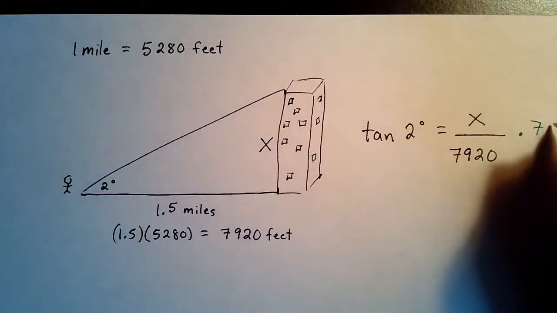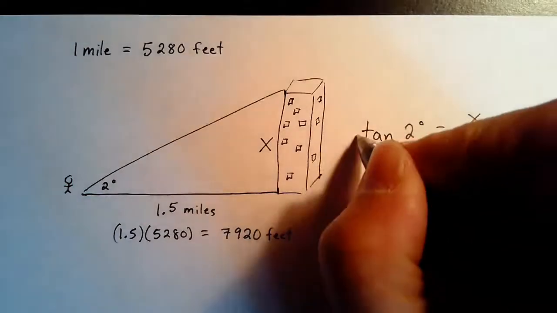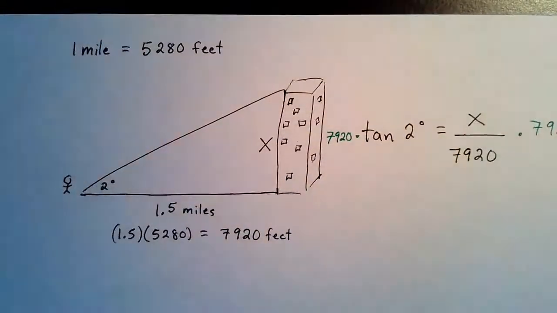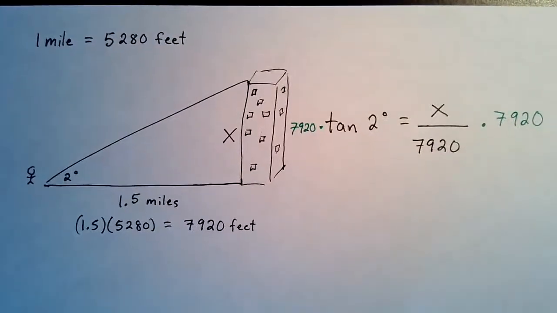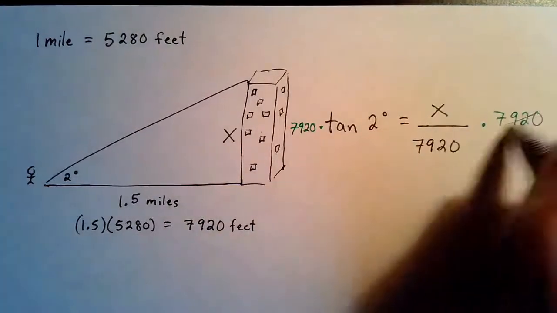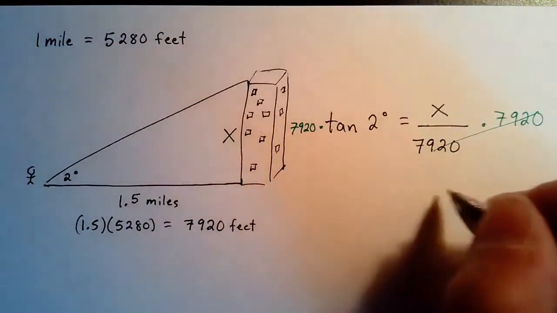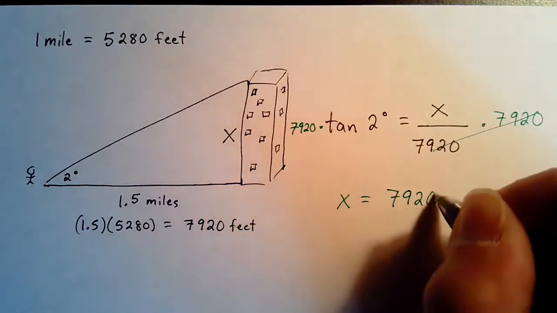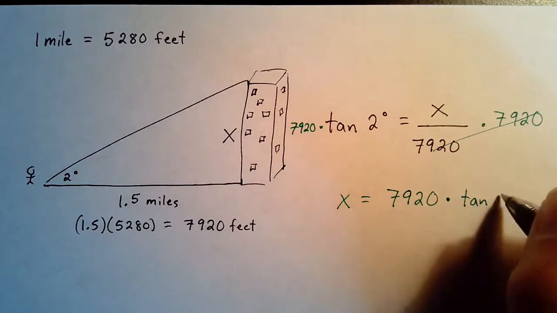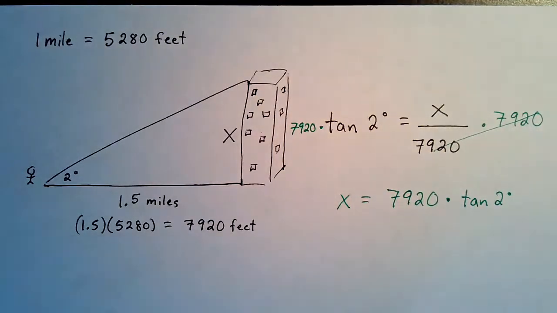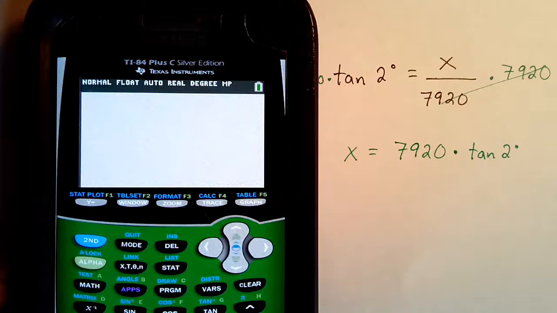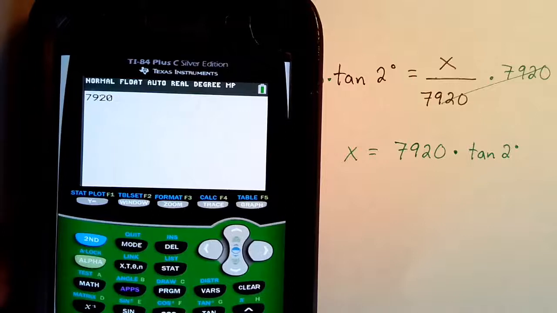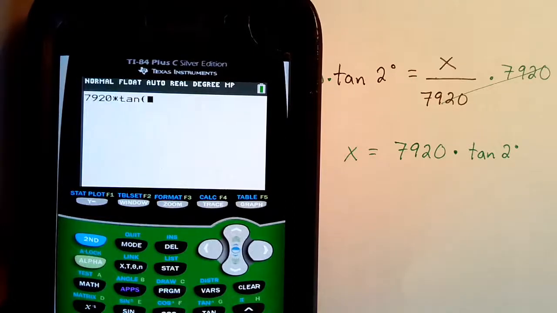So 7,920 feet multiplied on both sides, that's going to reduce out. So x is going to be equal to 7,920 times the tangent of 2 degrees. So this is where I'm going to need my calculator. All right, so I'm going to do the 7,920, and I'm going to multiply that by the tangent of 2 degrees.